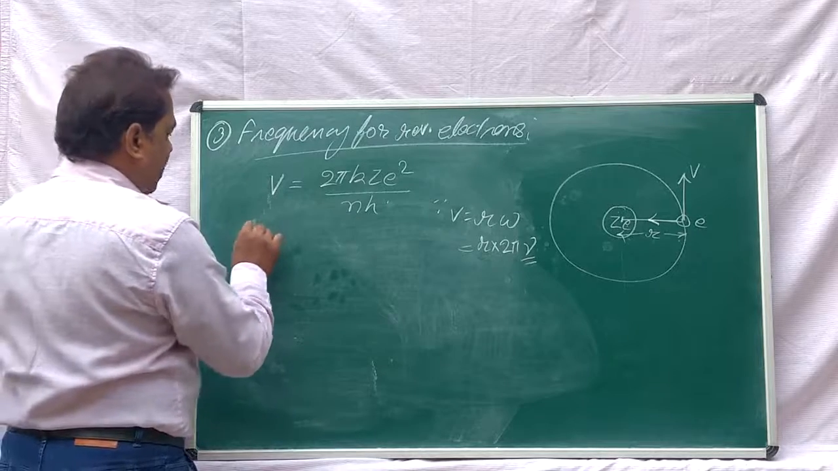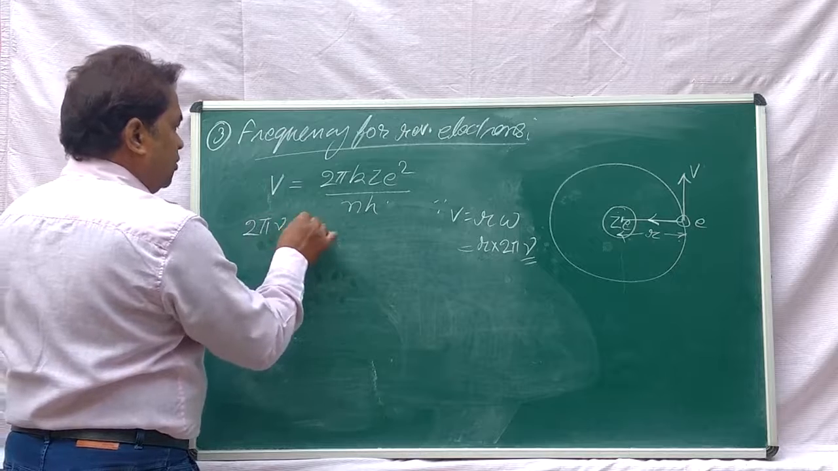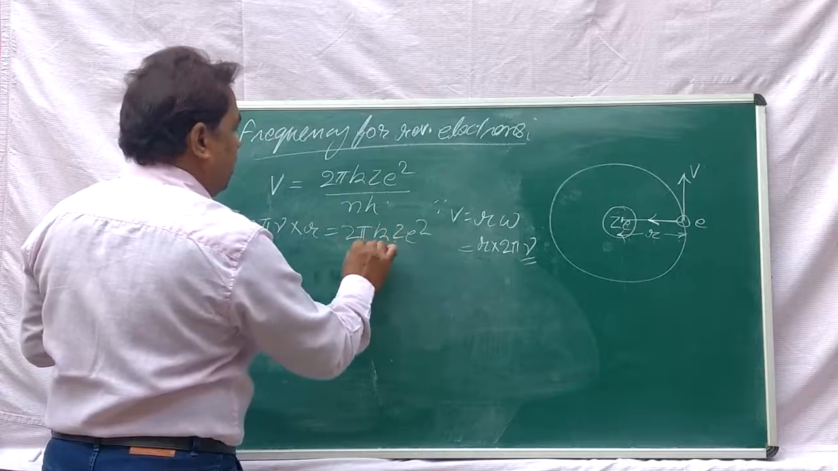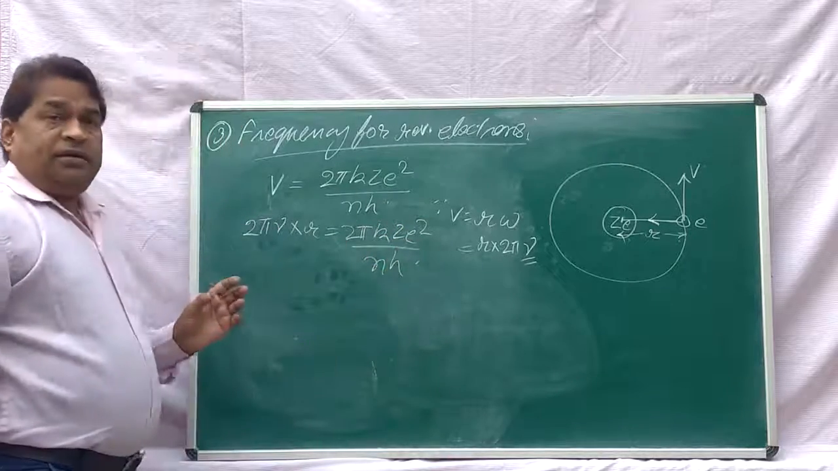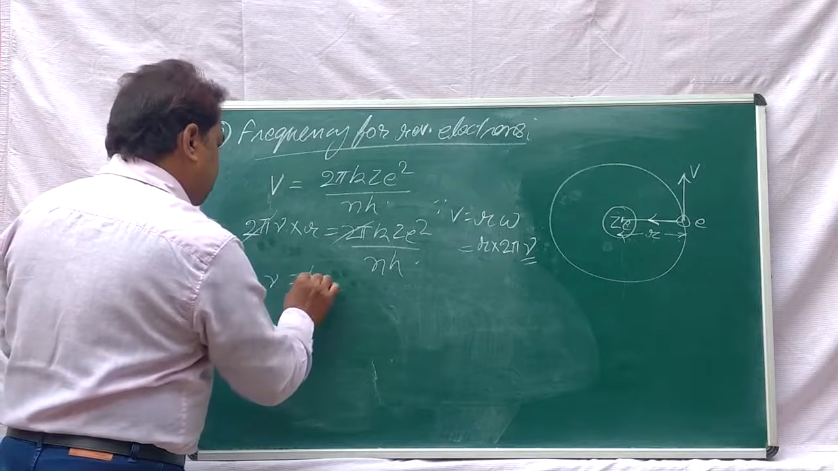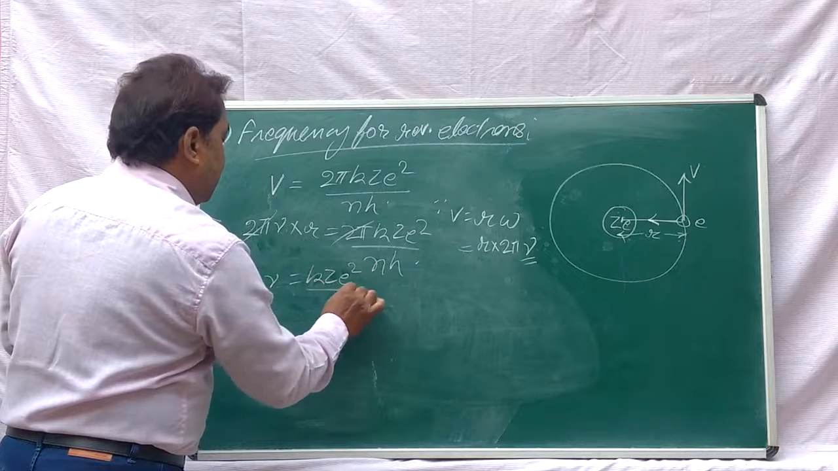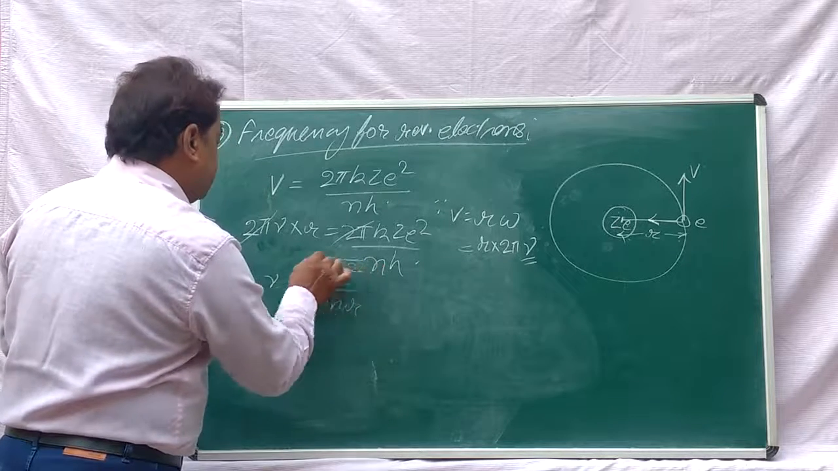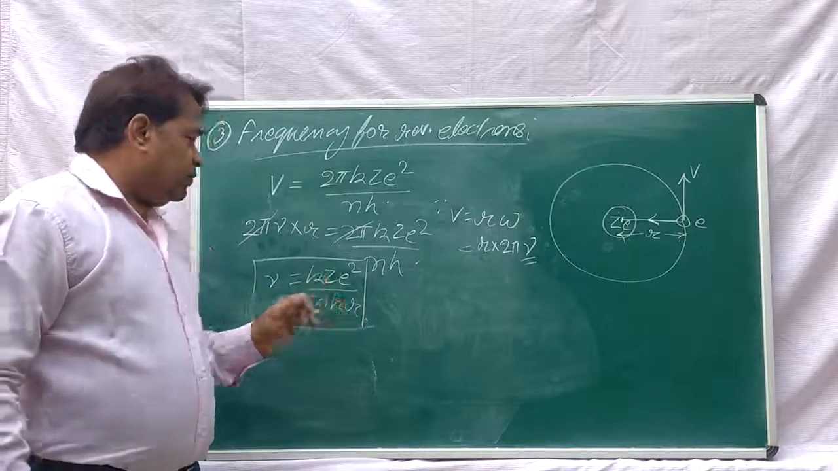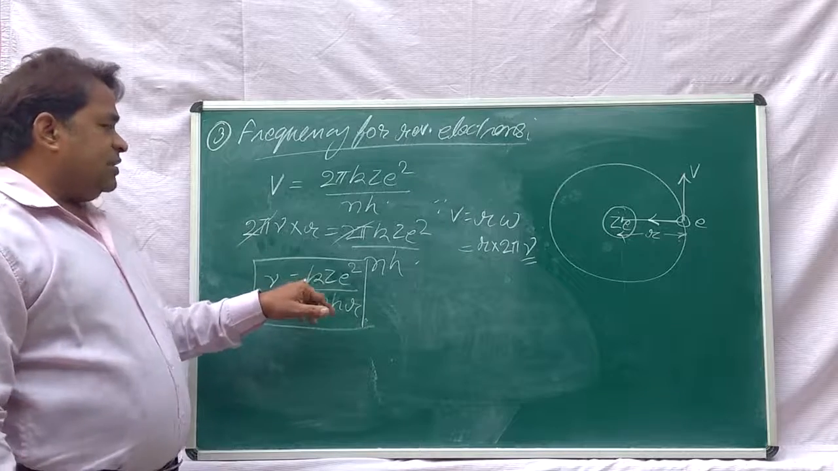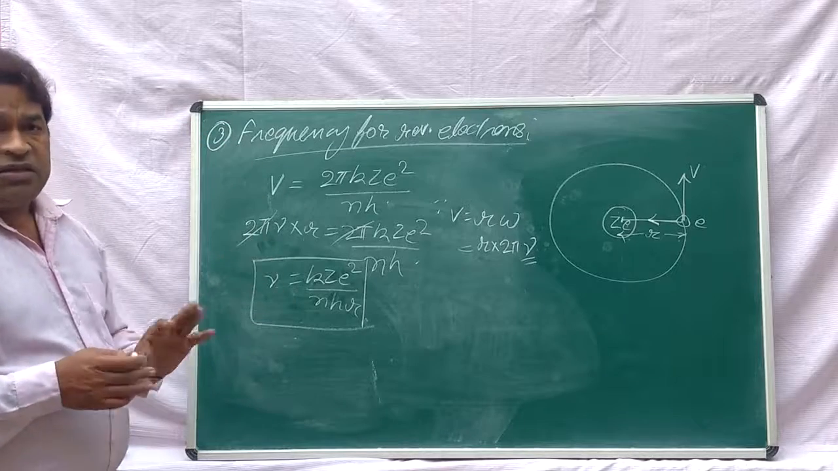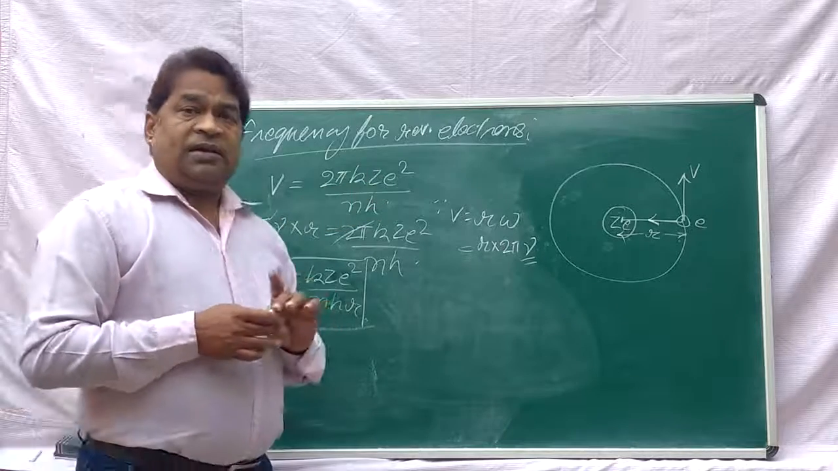So this is 2 pi nu into r, and it is 2 pi k z e square by nh. So 2 pi is cancelled, and the frequency becomes nu is equal to k z e square upon nhr. So I have given the formula: the frequency of the revolving electron is k z e square upon nhr. Here we have seen the three formulas of these revolving electrons.